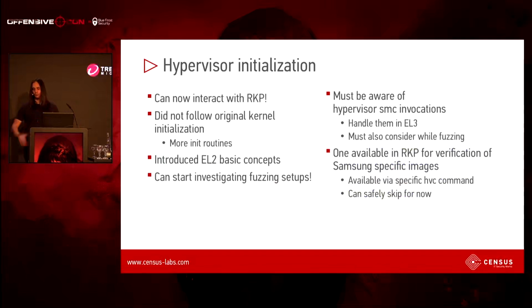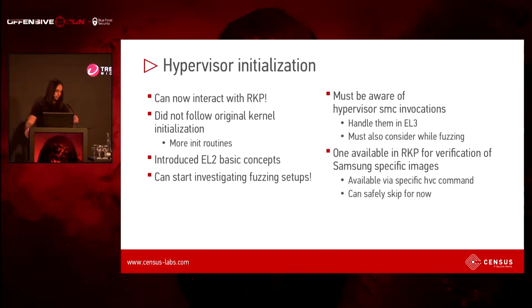So we have reached a state where we can now interact with RKP and invoke further HVC commands. However, we did not follow the original initialization process to the letter. There are various routines that are void of meaning in our framework, for example, passing offsets for various kernel structs to RKP, for example, the credential structure, the Linux VFS mount, and so forth. However, we did introduce the basic EL2 concepts we require to properly set up a framework and interact with RKP.